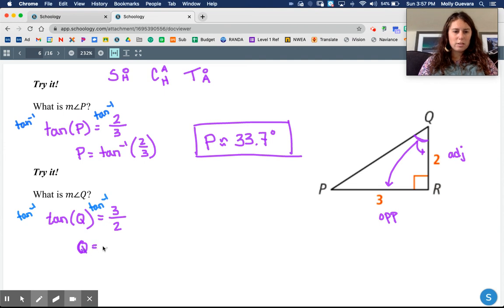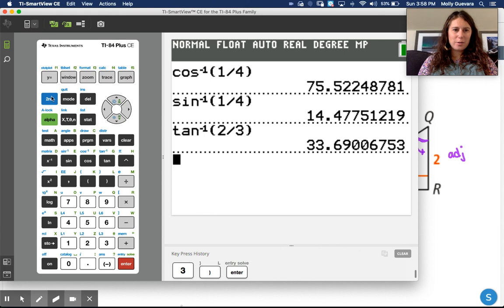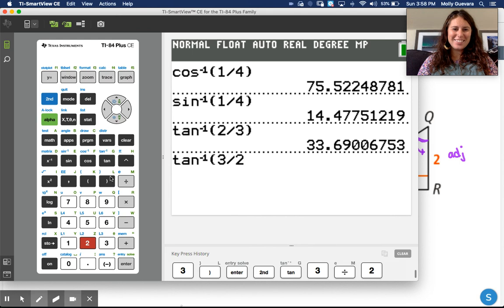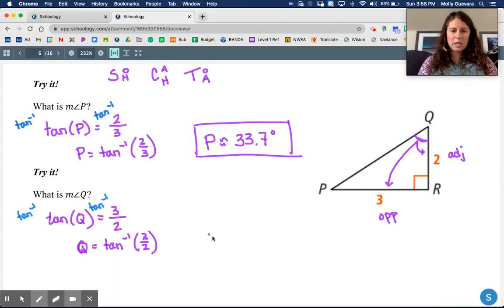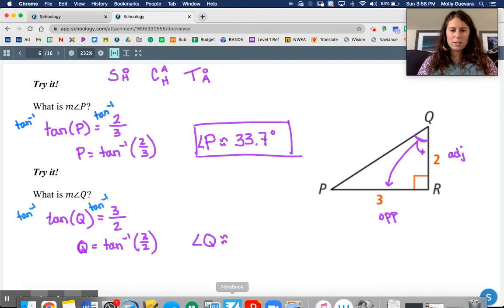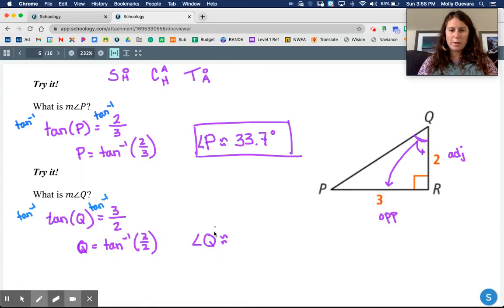Q equals the tangent inverse of 3/2. And so I'm going to enter that into my calculator. So now I'm going to do tangent inverse of 3 divided by 2, which is 56.31. So we'll just leave it at 56.3. So angle Q is about, what did I say? I don't even remember. 56.3 degrees.